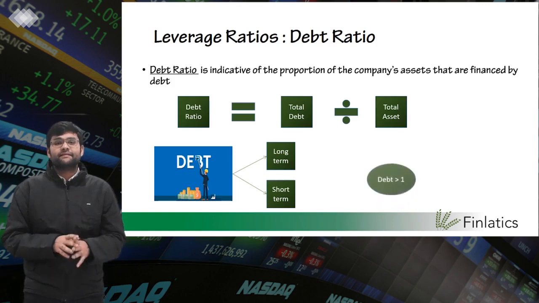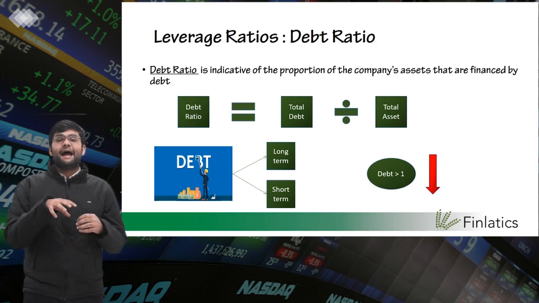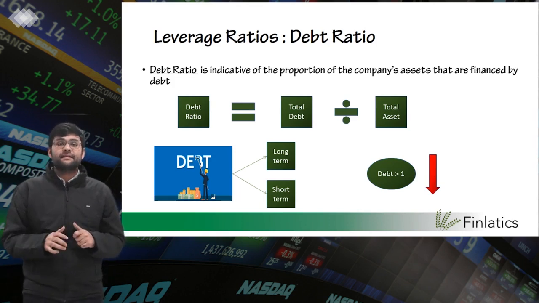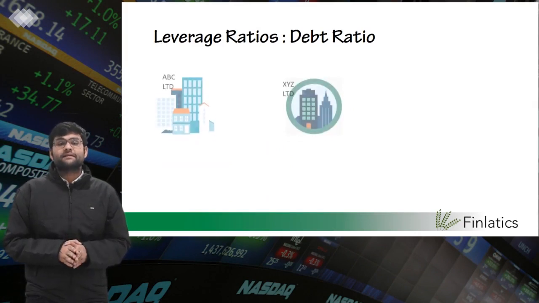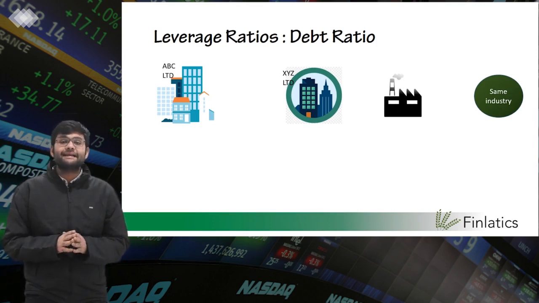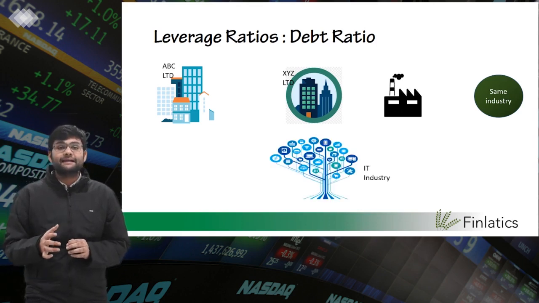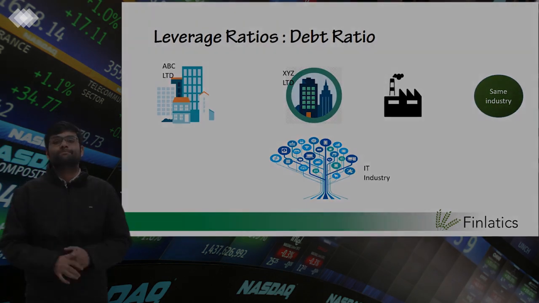A debt ratio greater than 1 indicates that there is more debt in the company than the assets of that company and is generally considered unhealthy. Debt ratio should also be compared for two companies that are in the same industry. This is because some industries like utilities are inherently more capital intensive, and that's why they need greater debt, than some like technology, which are inherently less capital intensive and therefore require less debt.